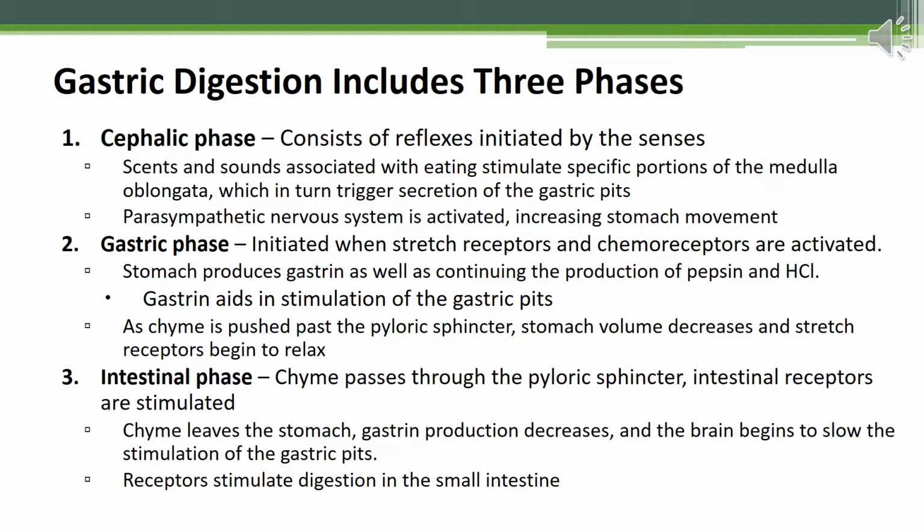And finally, in the intestinal phase, the chyme actually passes through the pyloric sphincter and the intestinal receptors of the small intestine are stimulated. The chyme then leaves the stomach and the gastric production decreases because we no longer need to be producing so many acids and enzymes in the stomach, and the brain begins to slow the stimulation of the gastric pits. And really here we're just kind of hitting the off switch of the gastric pits. And then these receptors stimulate the continued digestion of food in the small intestine.